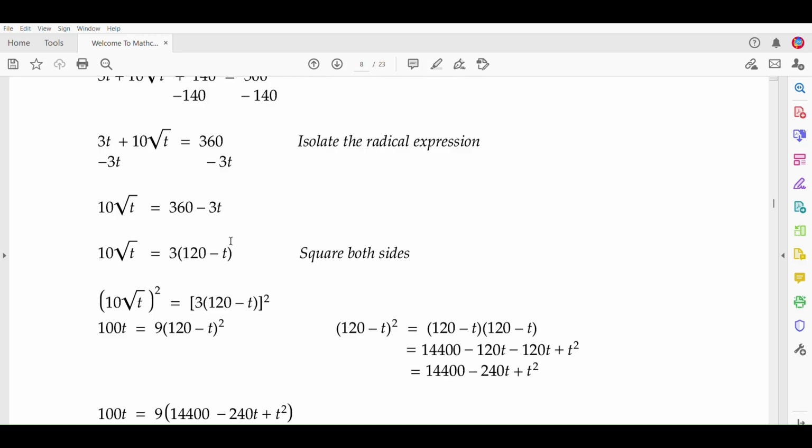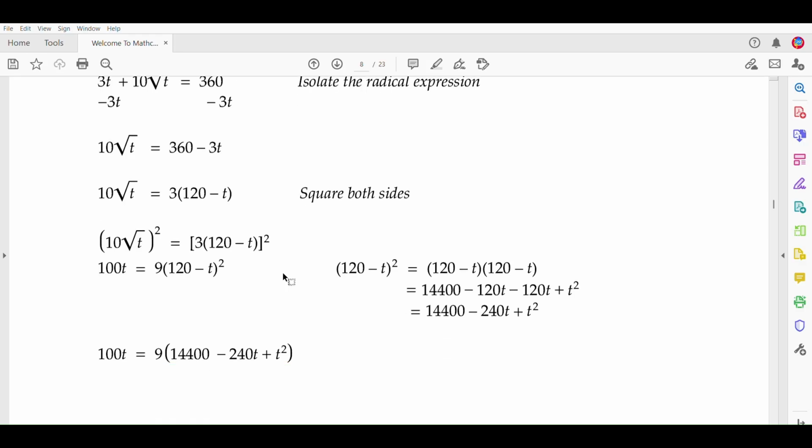I have a square root t. How do I get rid of the square root? I square it. But notice I cannot only square one piece. I have to square both sides. So 10 square root t, quantity squared, equals 3 times 120 minus t, the entire quantity squared. 10 squared is 100, square root t squared is t. 3 squared is 9.